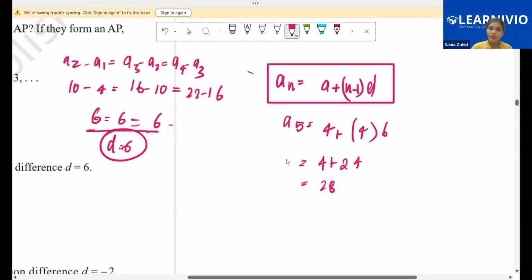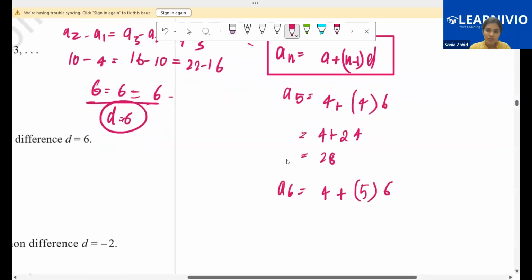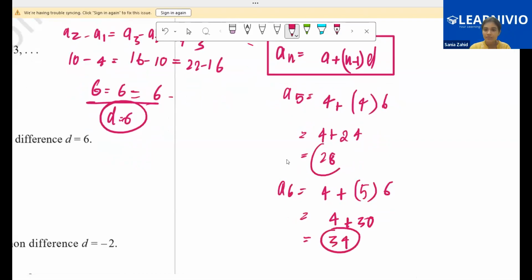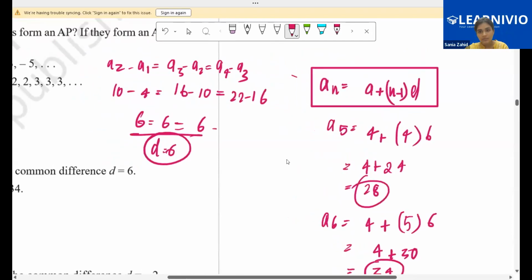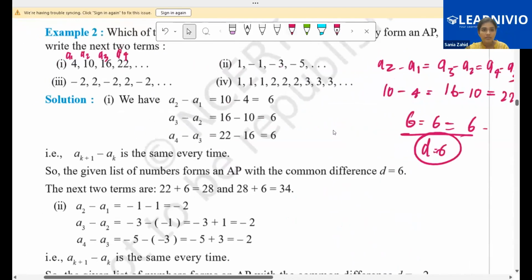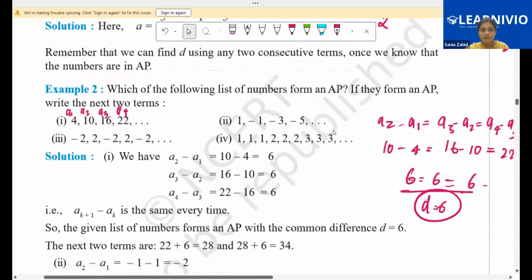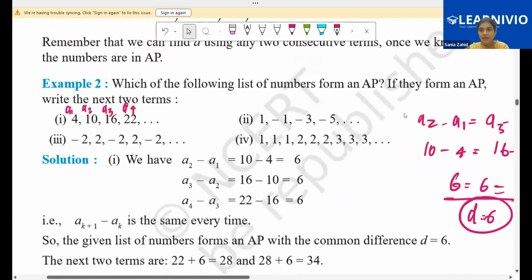Right? Similarly, you can find the sixth term. A6 is 4 plus, for the sixth term you will multiply with 5 and it becomes 4 plus 30 and your answer is 34. So these are the next two terms. So you understand how we do this question? Okay. So try doing the second one. Write everything, okay? Write the proper statements.